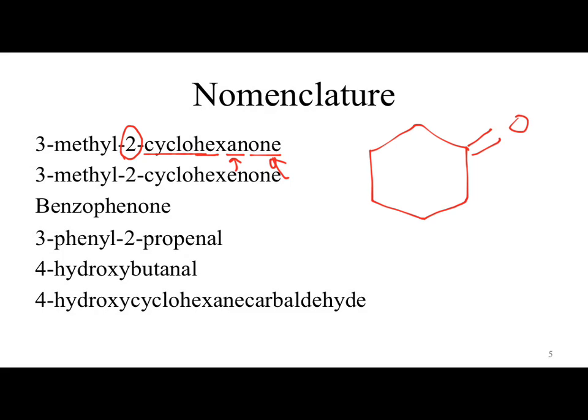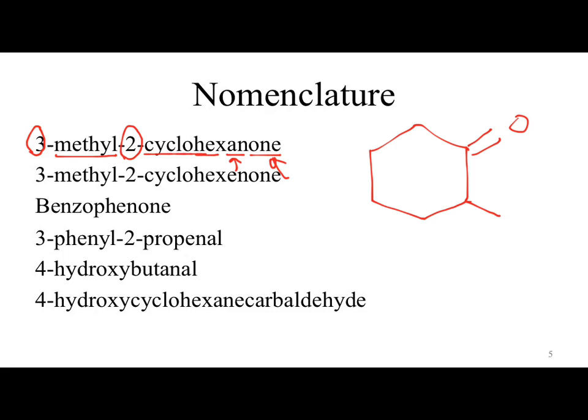What else do we have here? We've got the methyl. Methyl means CH3. If we decide that our carbonyl is at position 2, where's position 3? Either direction, immediately next to it, there's our CH3. Okay? Does this name make sense?